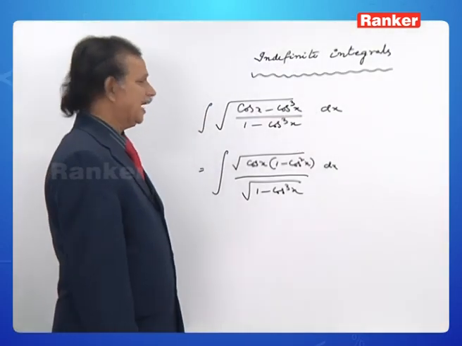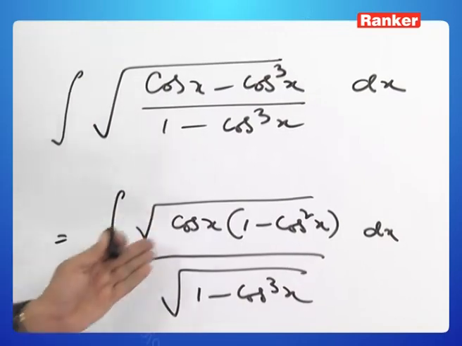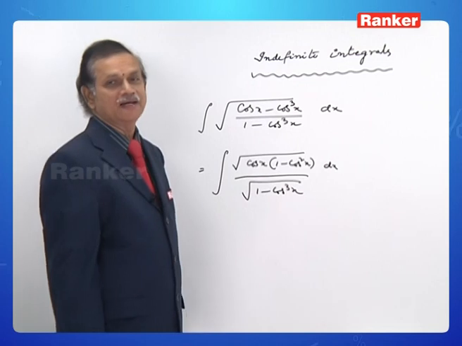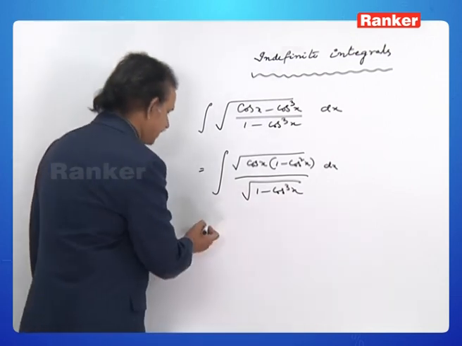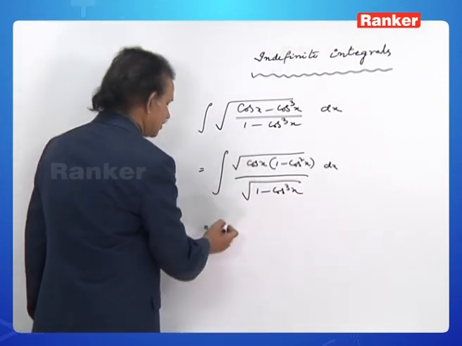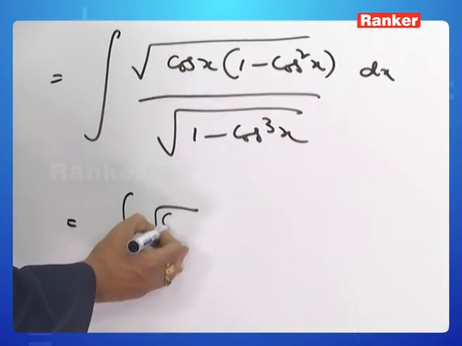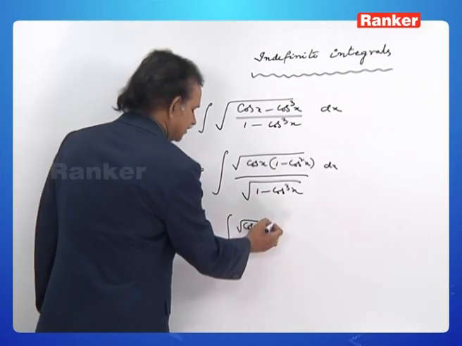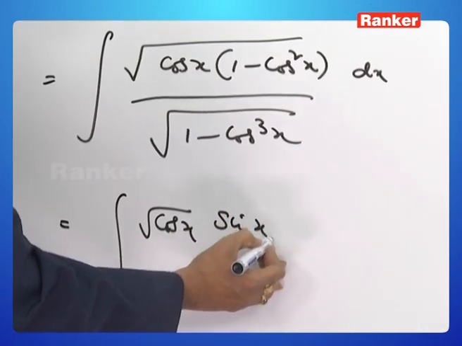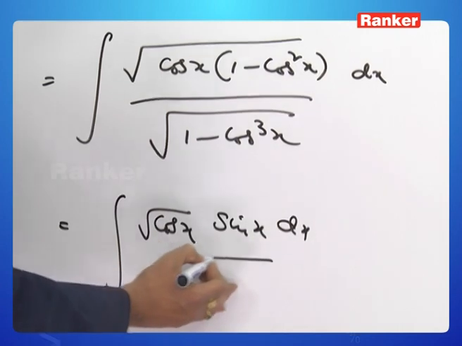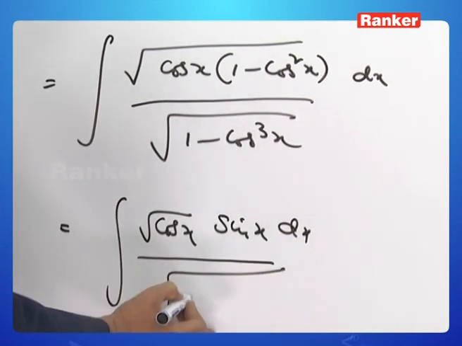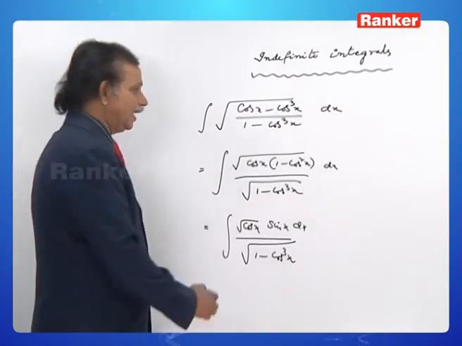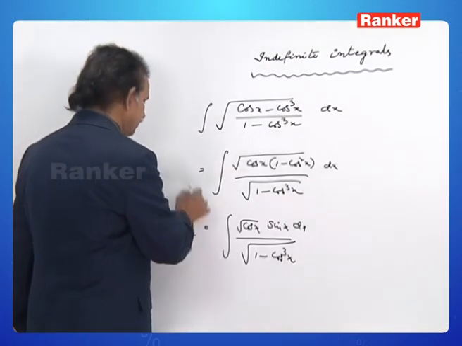I have just taken cos x out, cos x into 1 minus cos square x under the root by square root of 1 minus cos cube x dx. And the next step is root cos x into, what is root of 1 minus cos square x? Sin x dx by root of 1 minus cos cube x. Let this be I. You name this I.